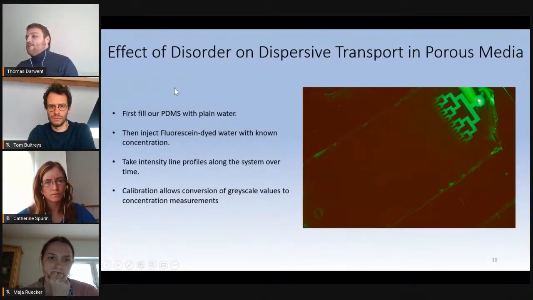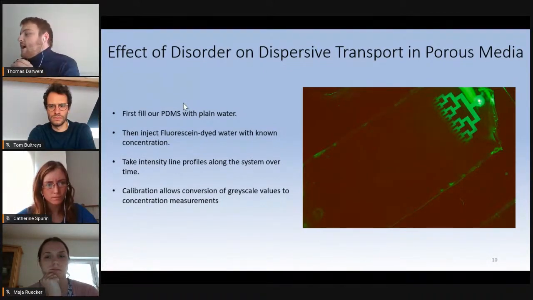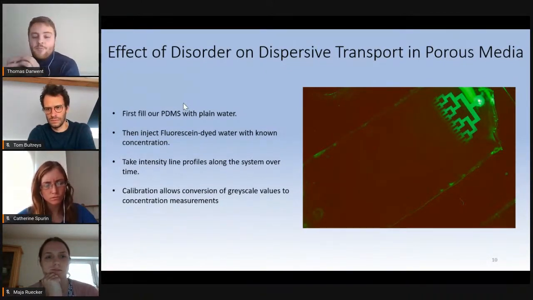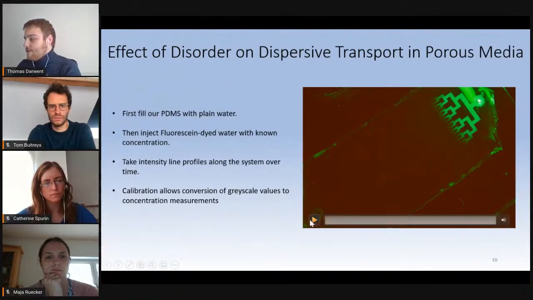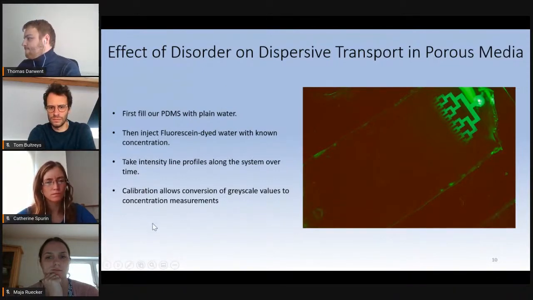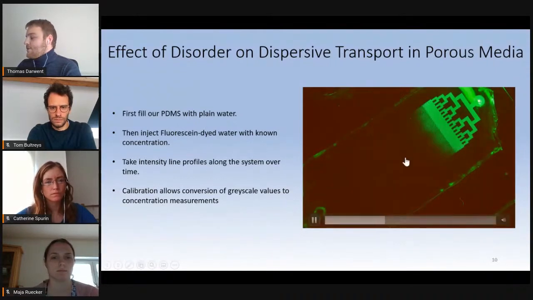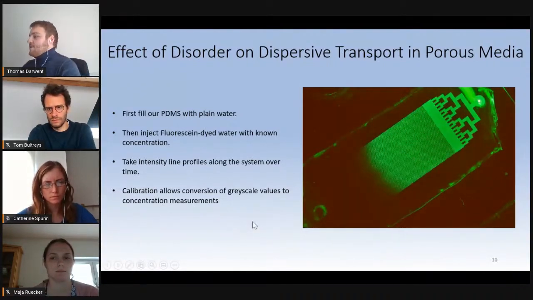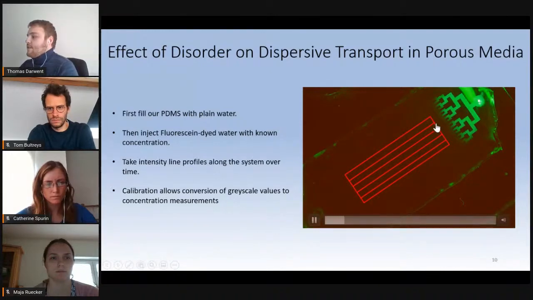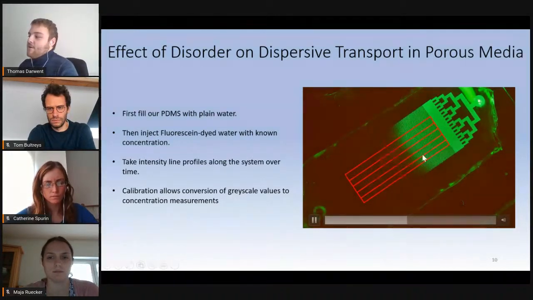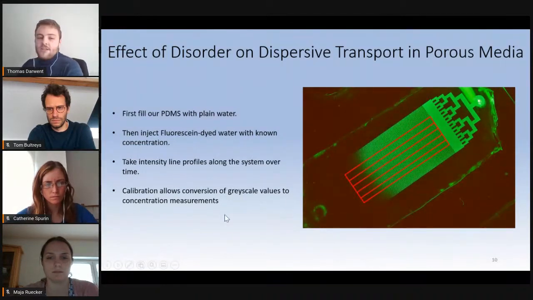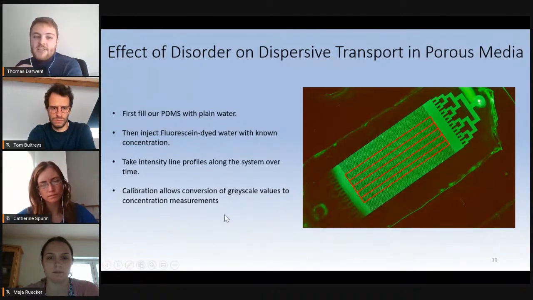What we do is we have our PDMS system again, and this time it's rectangular rather than radial. We fill it with some plain water, and we inject some fluorescein dyed water with a known concentration, as you can see here. Just like this. This is a time-lapse image. What we do is then we take intensity line profiles along the length of the chip. We take more than this amount of lines, it's usually about hundreds. If you've calibrated the system, you can know from the intensity of certain areas what the local concentration is at that point.